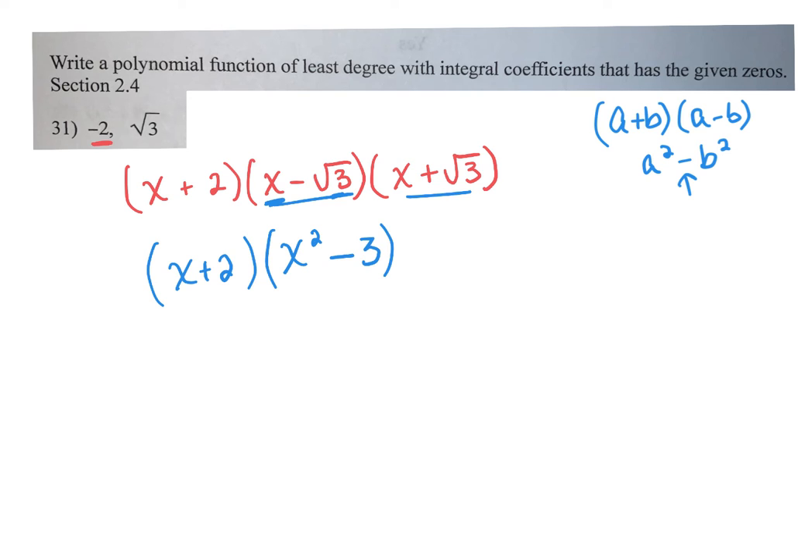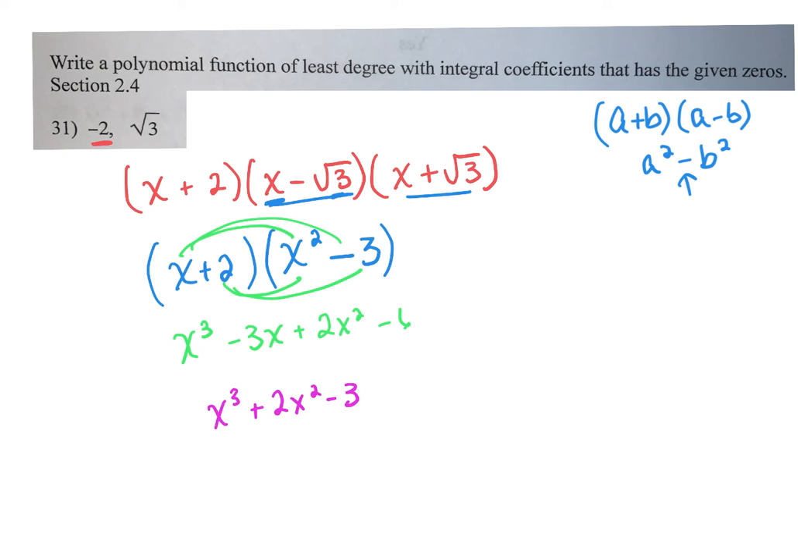All right, and so then at this point, you're just going to FOIL. So x times x squared, x times negative 3, 2 times x squared, 2 times negative 3. Put them in order because I don't like that. But x cubed plus 2x squared minus 3x minus 6.